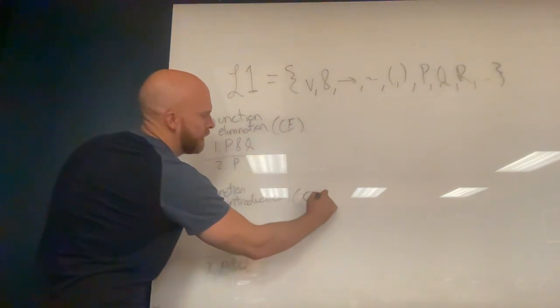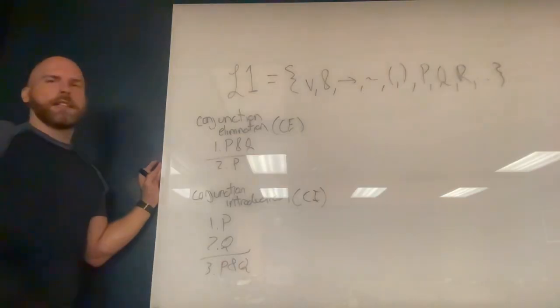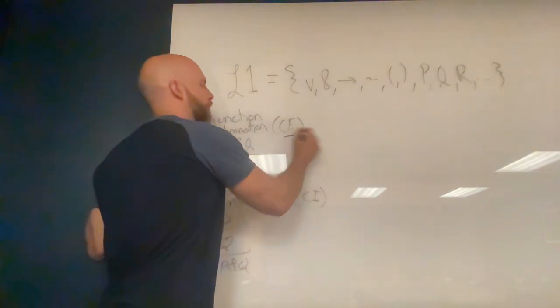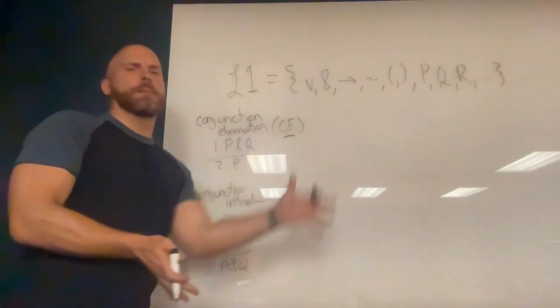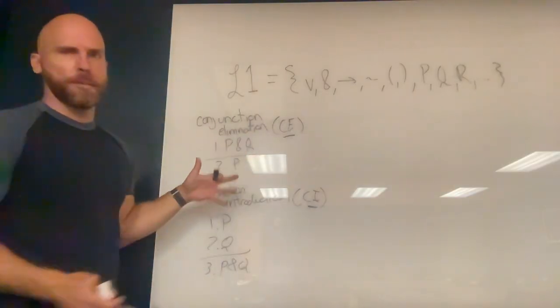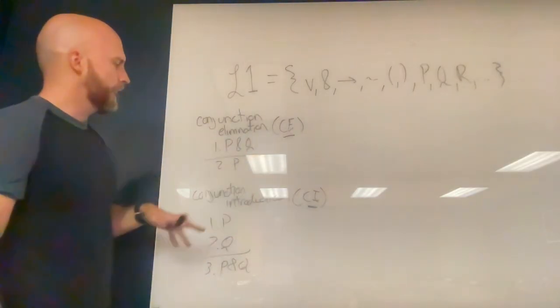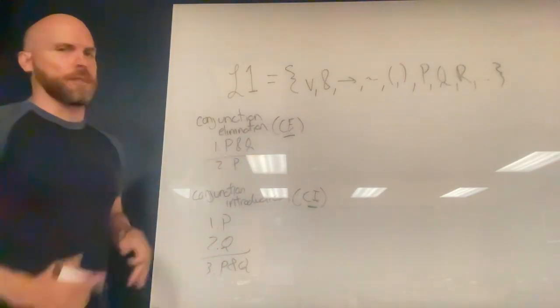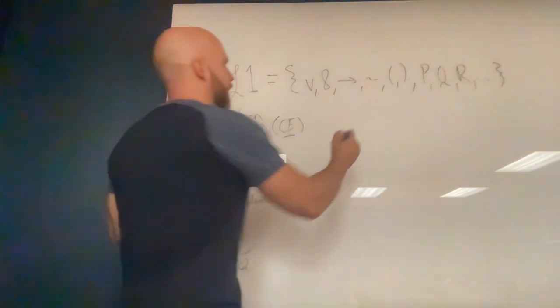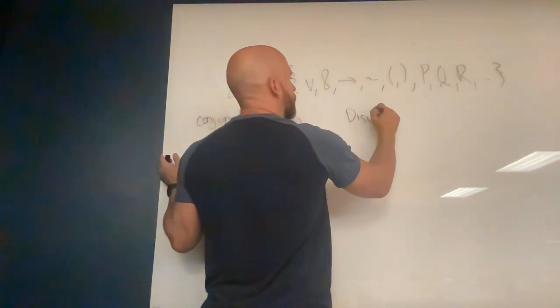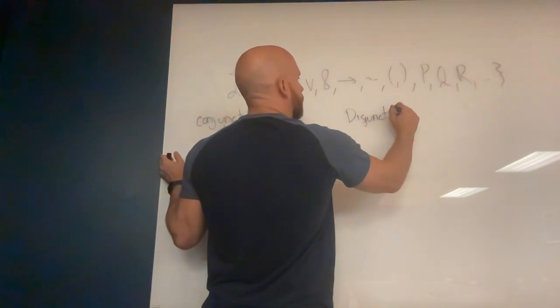CI. This is kind of nomenclature we'll stick with. Eventually, you're going to be using these to justify moves and proofs, and so we're going to give them little abbreviations. So CI for conjunction introduction, CE for conjunction elimination. We also have disjunction elimination.